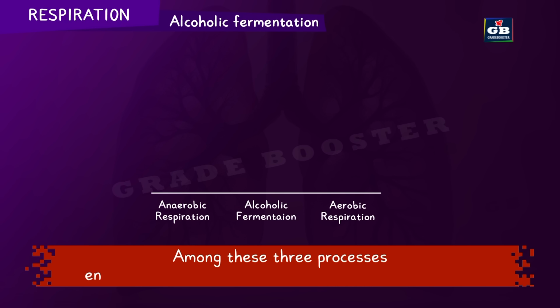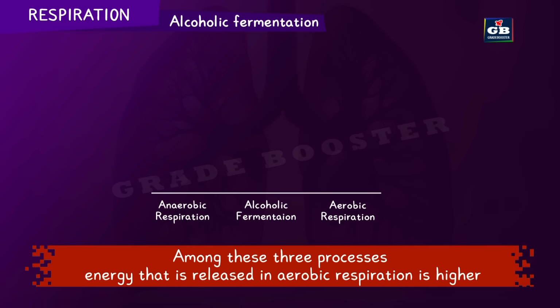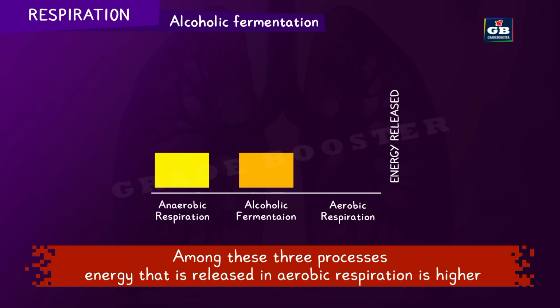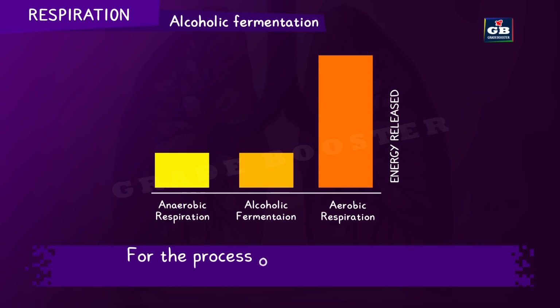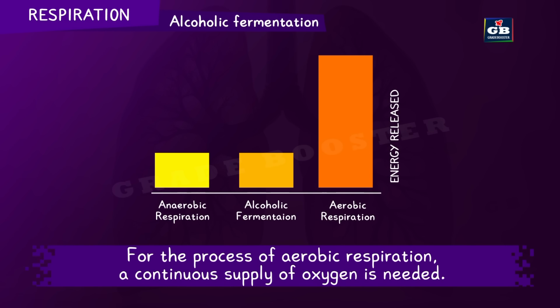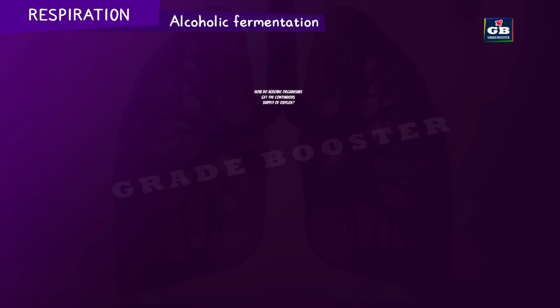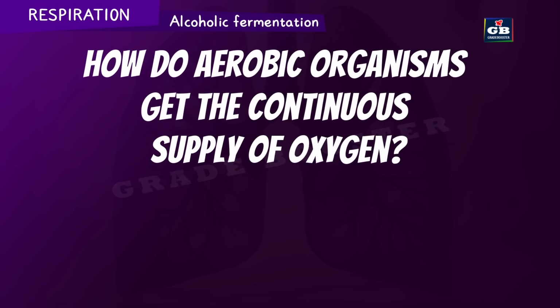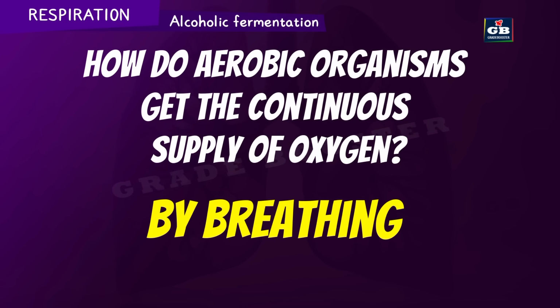Aerobic respiration, anaerobic respiration, and alcoholic fermentation. Among these three processes, the energy that is released in aerobic respiration is higher. But for the process of aerobic respiration, a continuous supply of oxygen is needed. Then how do aerobic organisms get the continuous supply of oxygen? It is done by breathing.